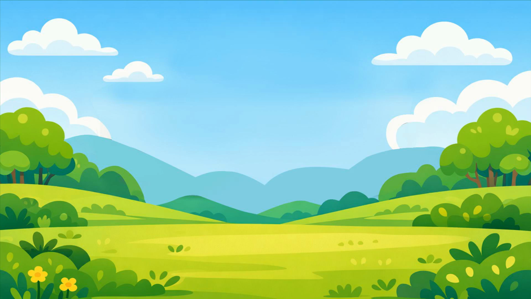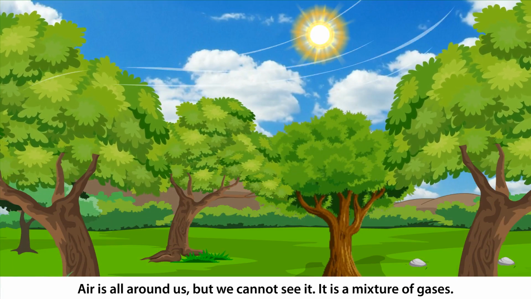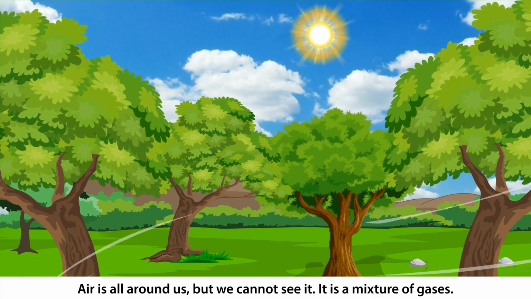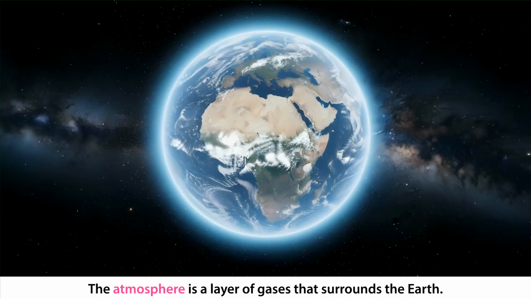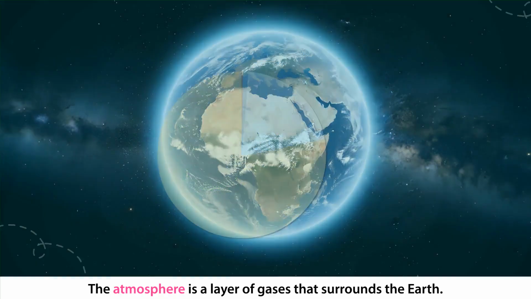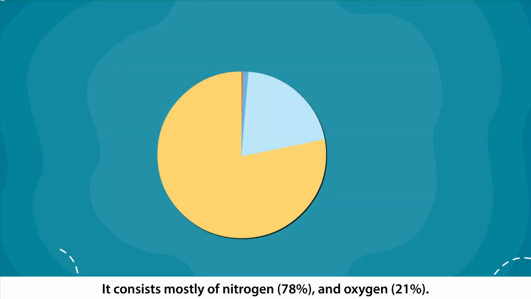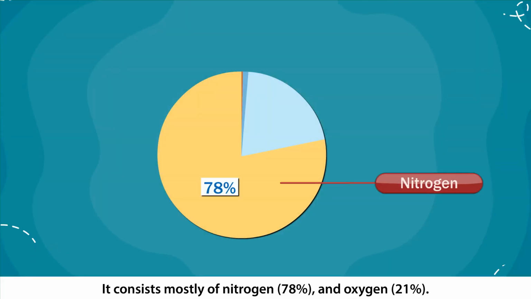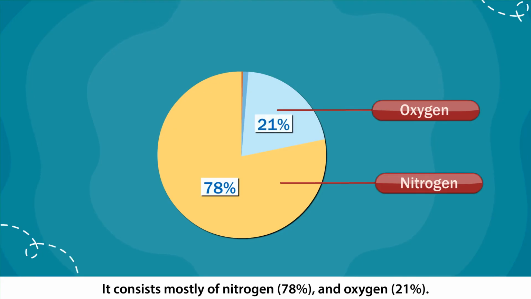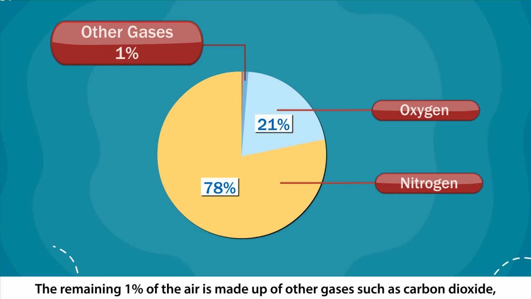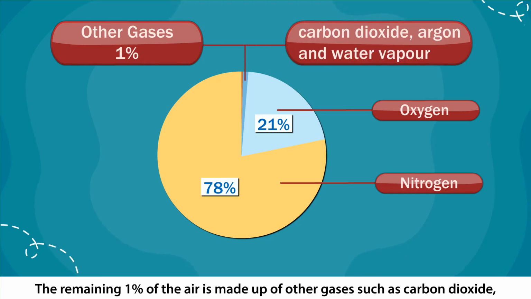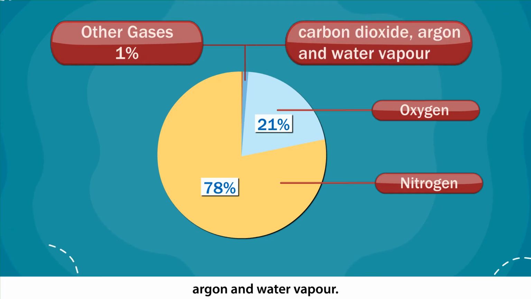Air. Air is all around us, but we cannot see it. It is a mixture of gases. The atmosphere is a layer of gases that surrounds the earth. It consists mostly of nitrogen, 78%, and oxygen, 21%. The remaining 1% of the air is made up of other gases such as carbon dioxide, argon and water vapor.